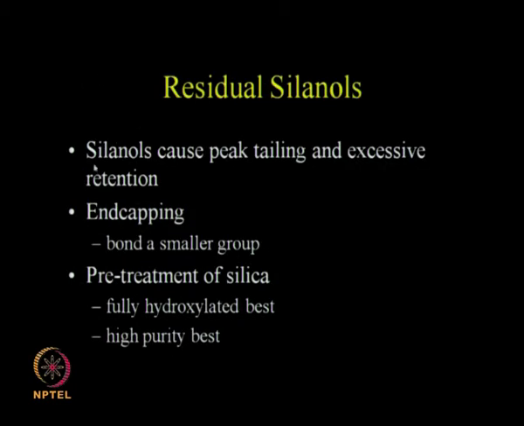So what do silanols do? They cause peak tailing and excessive retention, because you sometimes have O minus, a charge, so your solute molecules get captured and slowly get released. We can end cap these with a smaller group. For pre-treatment of silica, we can fully hydroxylate it, or use very high purity material, which is the best, or end cap it with a small molecule. This is how you can get rid of it. If you have peak tailing or excessive retention, you know this is a silanol problem.